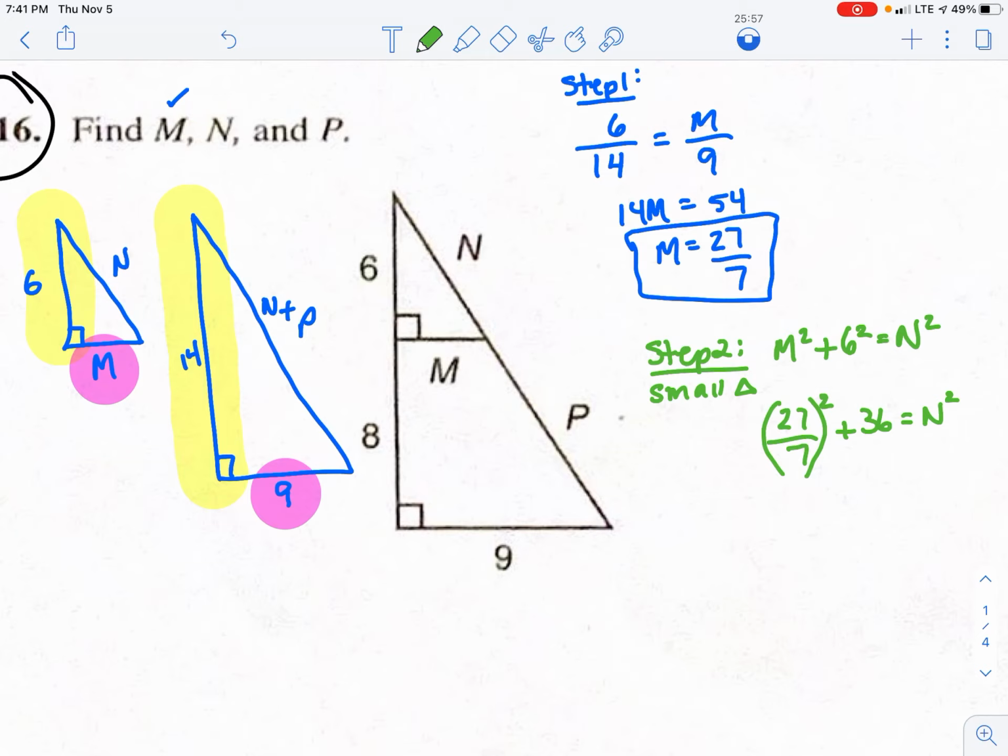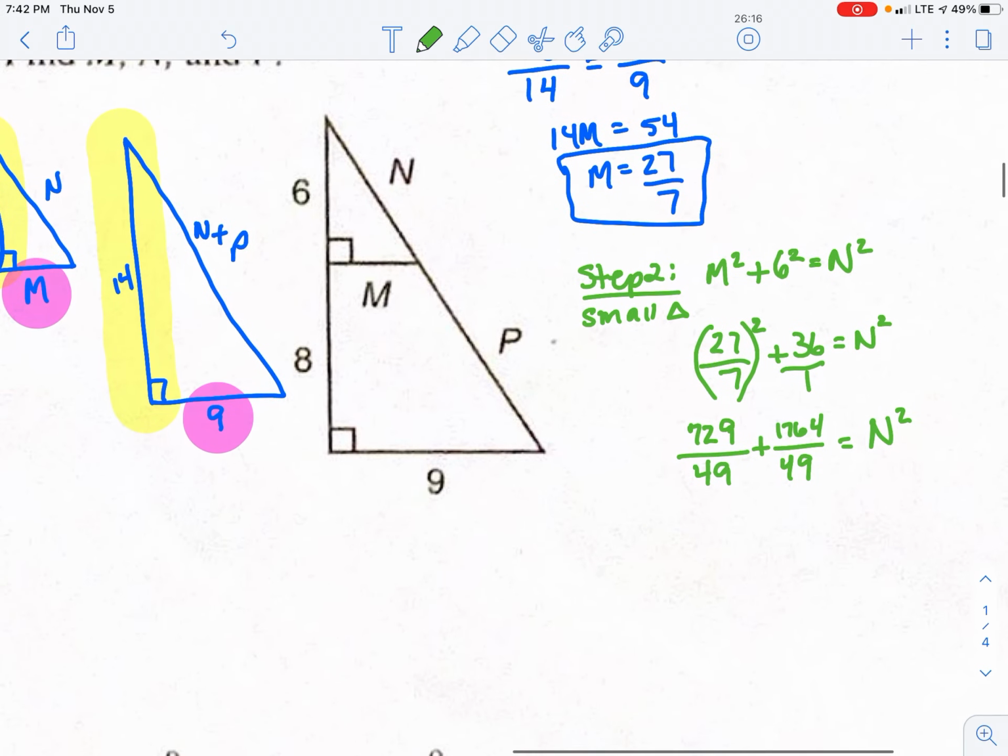Okay. All right, so when I do the math here, 27 squared is 729 over 49. And if I change 36 to something over 49, it's going to give me this great big ginormous number, 1764 equals n squared. Gracious. Okay, put these together. You're going to have 2493 over 49.